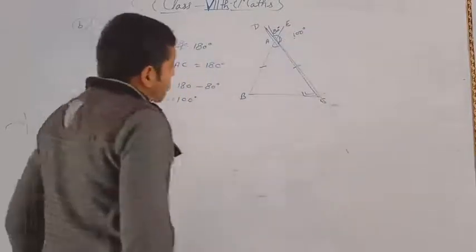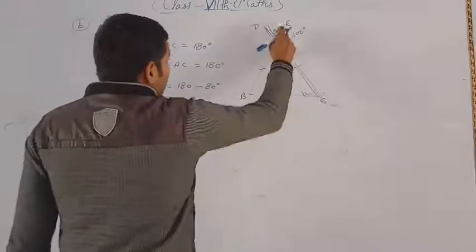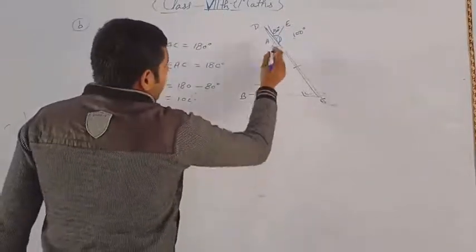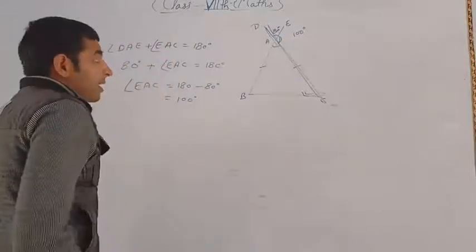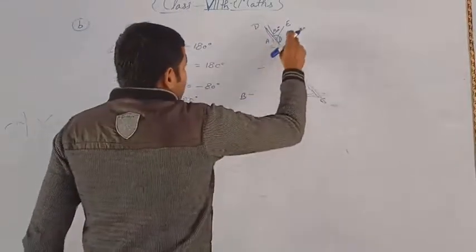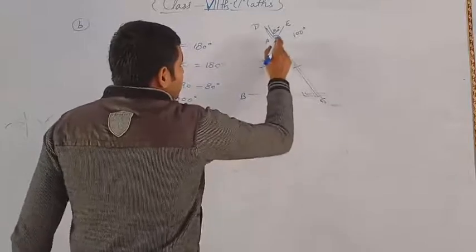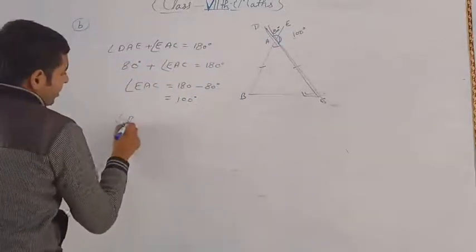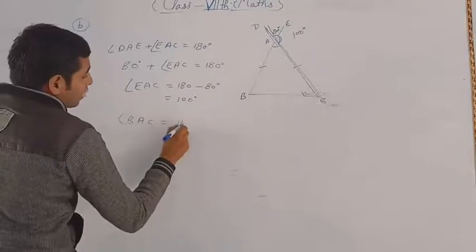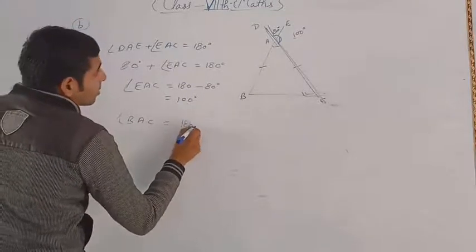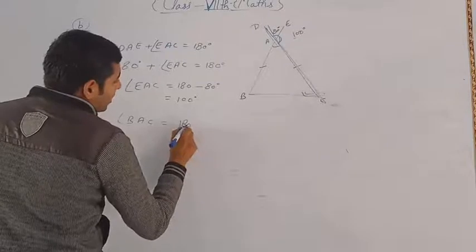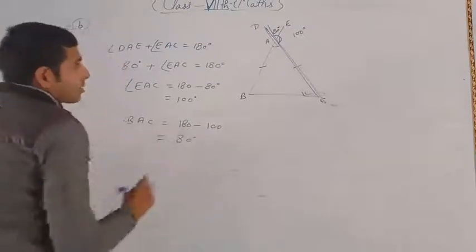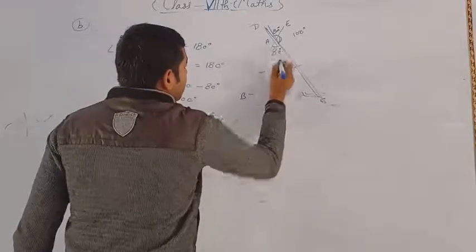From here we find that it also became a linear pair. So this angle also became 180 minus 100. So angle BAC is equal to 180 minus 100, which became 80 degrees.